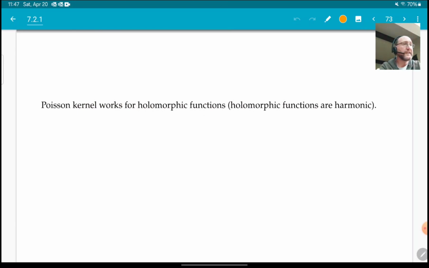Now, the Poisson kernel, we could use it instead of the Cauchy kernel, because holomorphic functions are harmonic. Well, the real and imaginary parts are harmonic. So if we define what complex valued harmonic functions are, holomorphic functions are harmonic, not vice versa, but this direction works. So if I plug a holomorphic function into the formula, I'm going to get back that holomorphic function. It works exactly the same, because the Poisson kernel is real, so it only works on the real parts separately and the imaginary parts separately. And those are harmonic, so everything works.